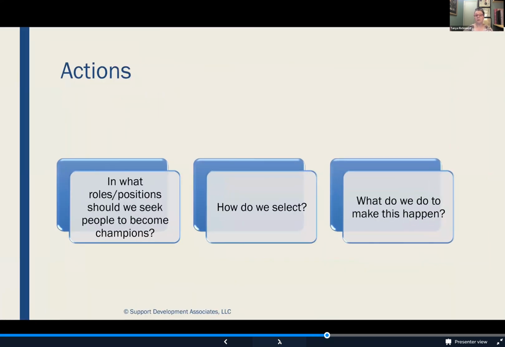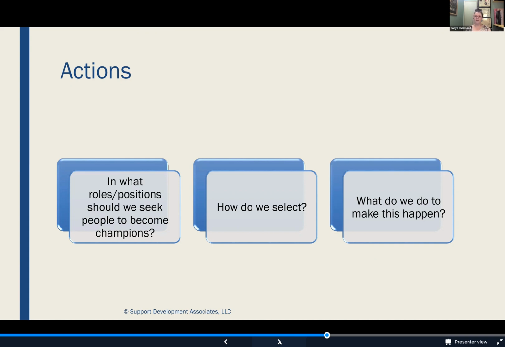So here's a place for you to really think. Use the opportunity maybe to pause your video, think about the roles and the positions you should seek to be champions, advocates for you. How do we select them, and what do we do to make this happen? How do we find people who have the gifts and the passions? What do we do in engaging those peer advocates and making sure that they have the training that they need to be effective?